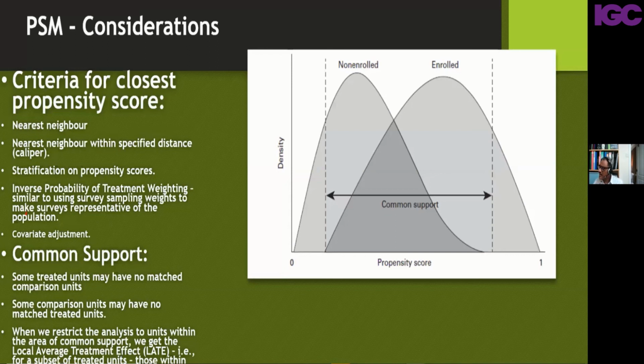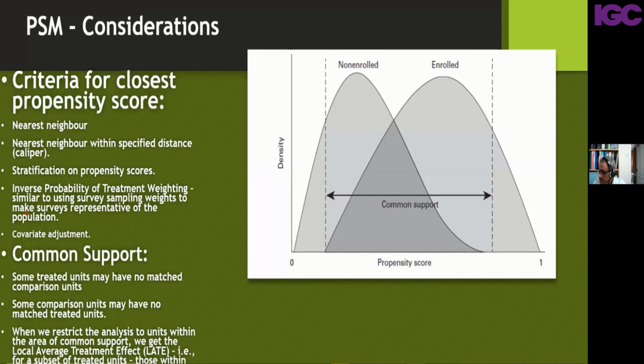Now, there are a number of different methods for determining what is the criterion for the closest propensity score. And many times you can actually try out these different methods and see how much the average treatment effect on the treated varies. So it will vary, but it should already generally be in the same ballpark figure with these different methods.